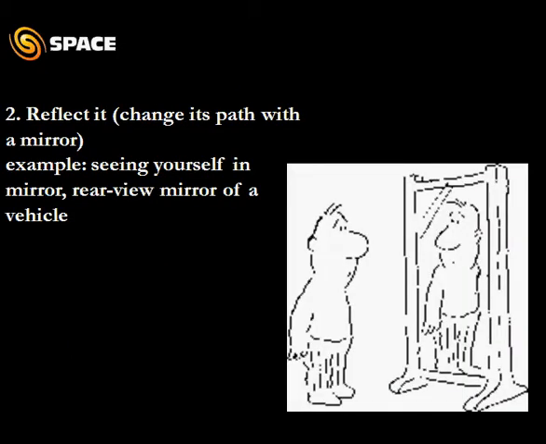The second thing is to reflect the light. That means change the path of the light. We have a day-to-day example of seeing ourselves in the mirror, or let's say the rear view mirror of the car, in which we see the vehicles which are behind the car. So the light coming to the mirror does not go through the mirror, it gets reflected back and comes back to your eye, and that's how you are able to see that object.